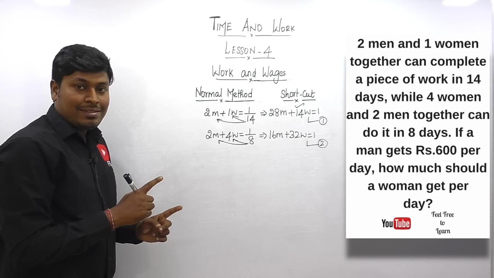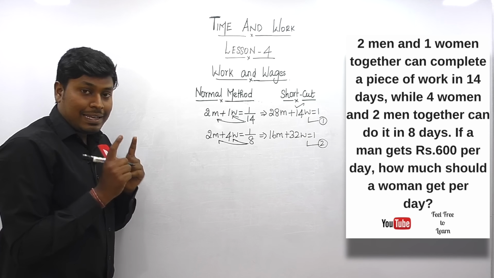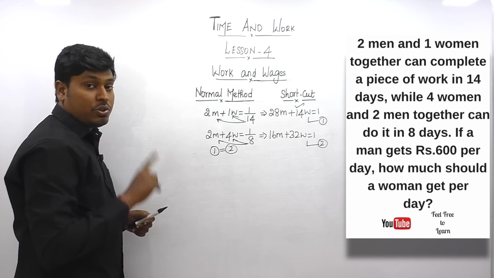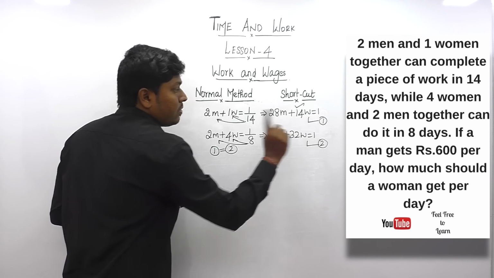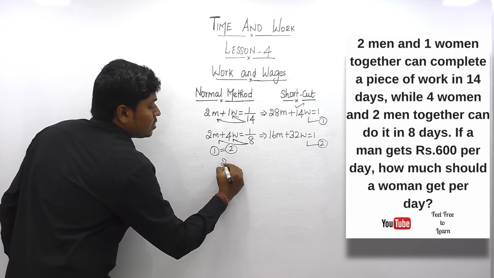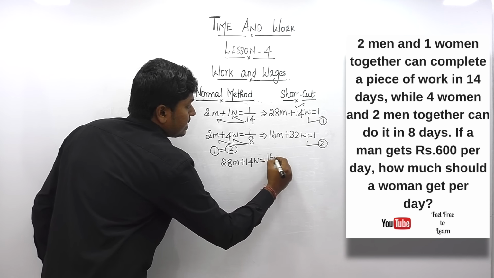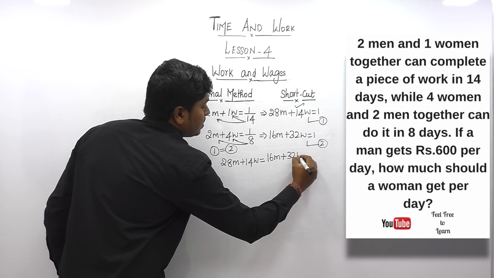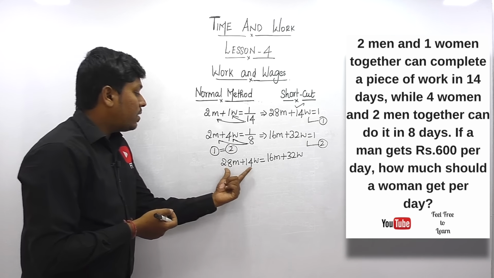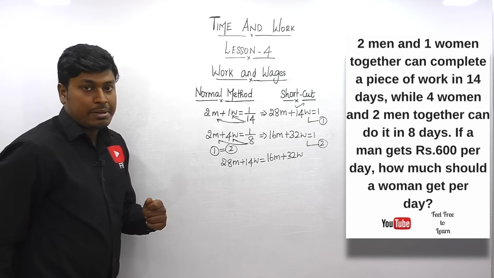So friends, in the previous case what we did, we subtracted equation number 1 and equation number 2. But in this case we are going to equate equation number 1 and equation number 2. Why? Because both the right hand side values are 1. So it is easy to equate both the equations. So while equating, 28m plus 14w is equal to 16m plus 32w. Both the right hand side parts are 1, so we can equate the left hand side part, equation number 1, and the right hand side part, equation number 2.